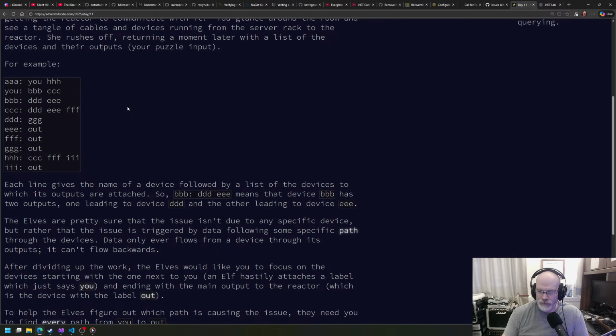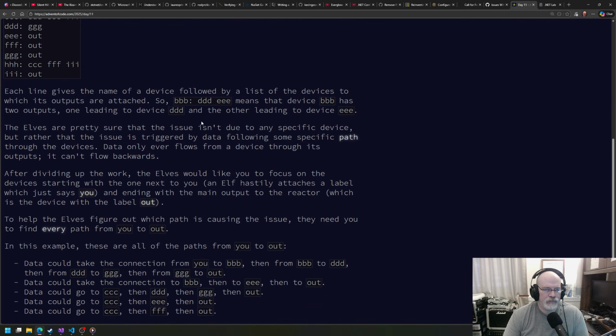It's another freaking graph problem. Devices starting with the one next and ending with the main. Which path? You need to find every path from you to out.